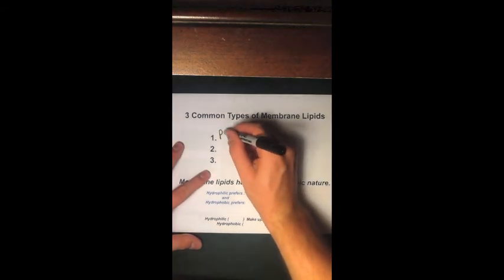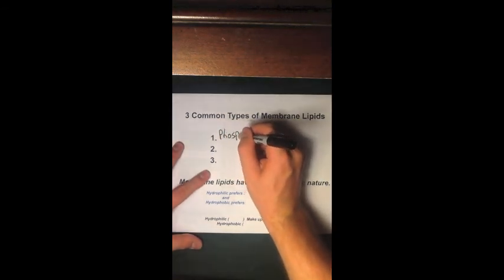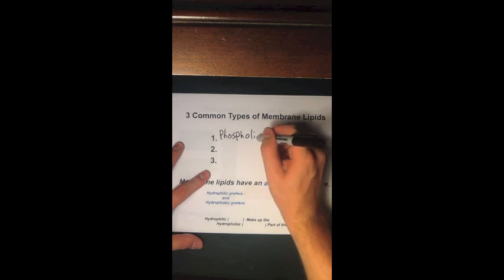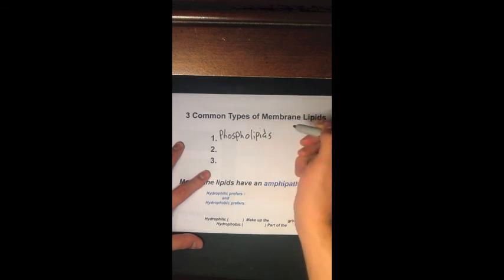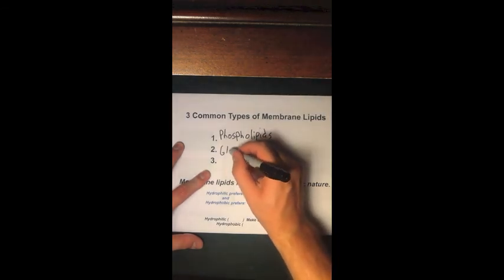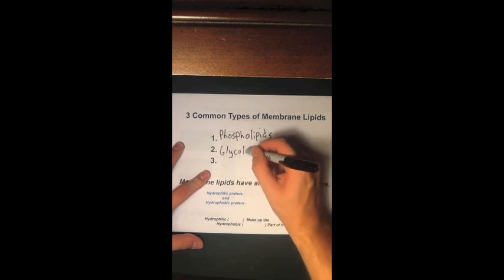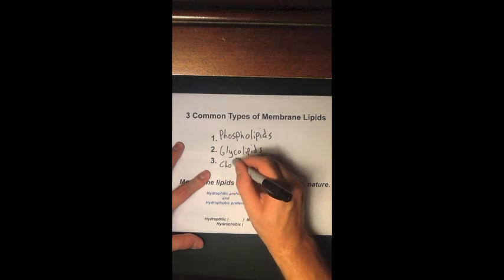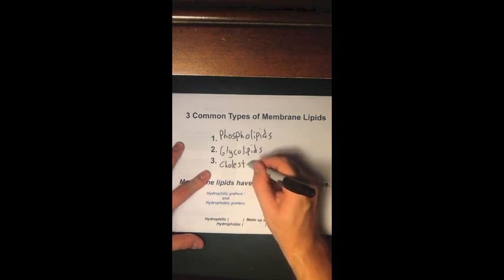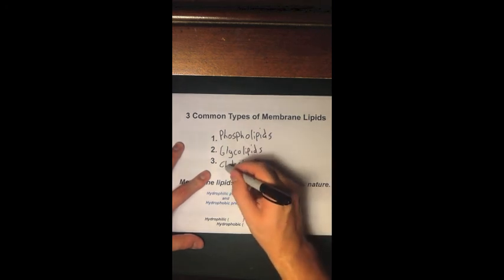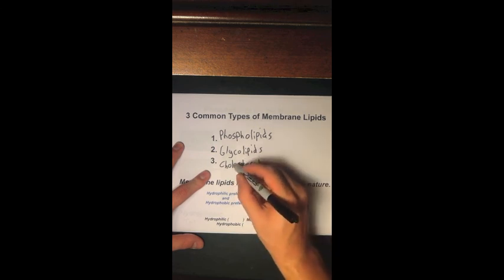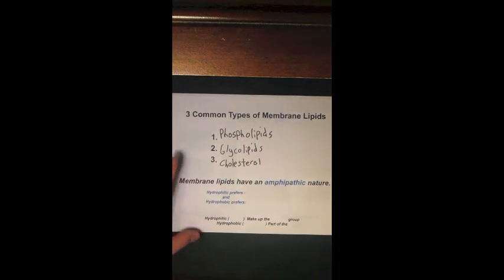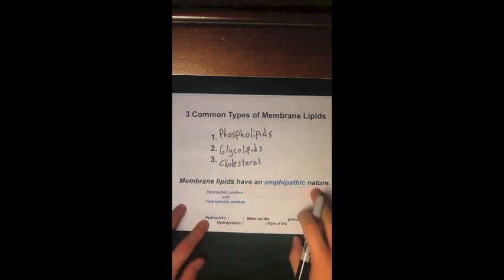So there's going to be three different common types of membrane lipids. We have phospholipids, we have glycolipids, and we have cholesterol. And this is about as good as my handwriting is going to get, so you'll just have to bear with me. Now, membrane lipids have an amphipathic nature, as we have here.